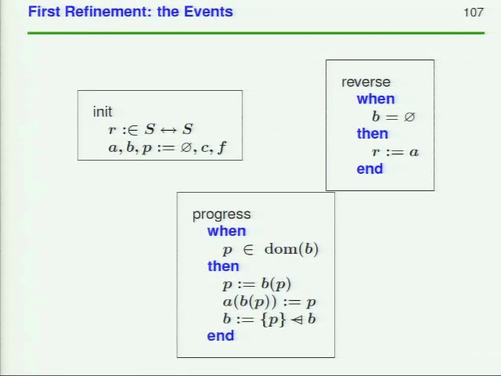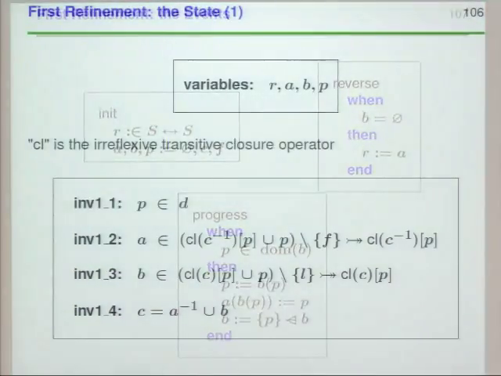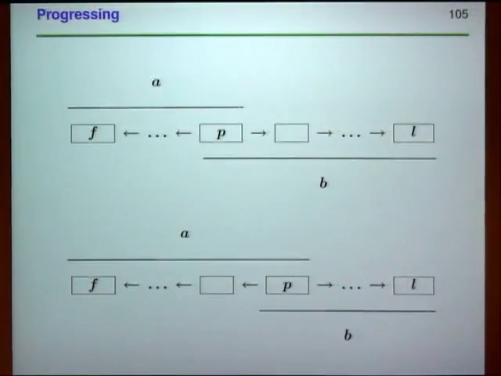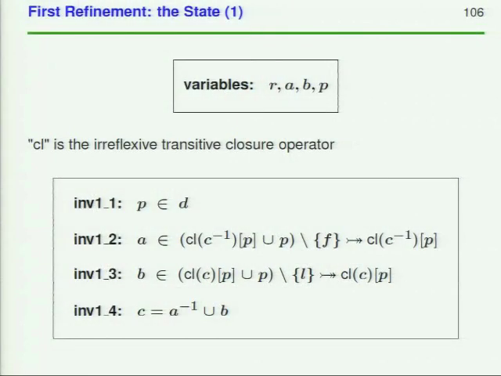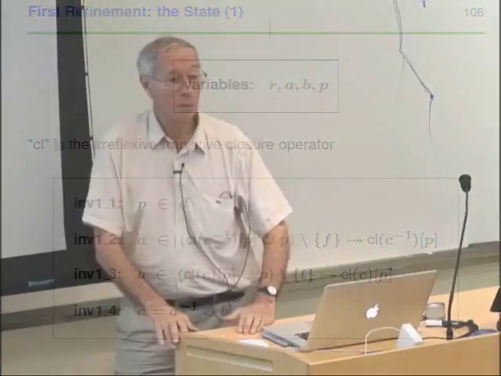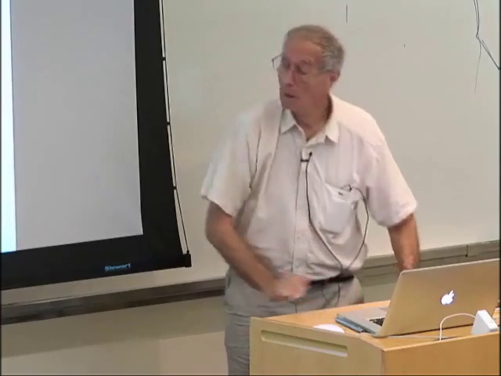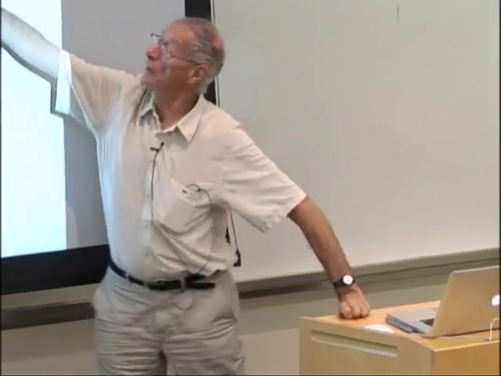So P becomes B of P, so this is a new P. A of B of P is equal to P, so we move, and then we remove P from B, so B becomes B where we remove P. Okay? So we have moved one step. And when B is zero, then R is equal to A.